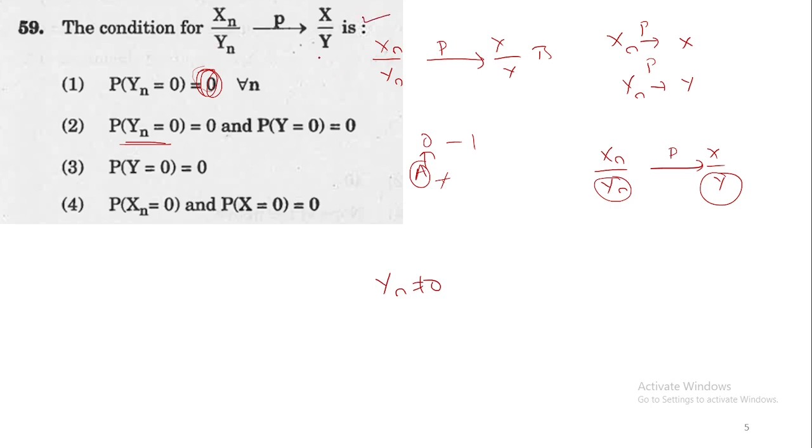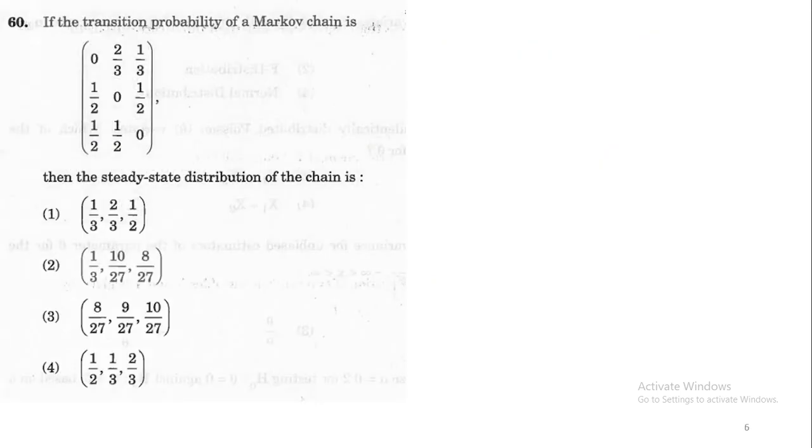This condition will hold only when Y does not take the value 0 and Yn does not take the value 0. You see the options, option 2 is there. Here the probability of Yn taking the value 0 is 0, and the probability of Y taking the value 0 is also 0. So the correct answer is 2. Directly you can answer this without any mathematical simplification. Shall we move to the next question.